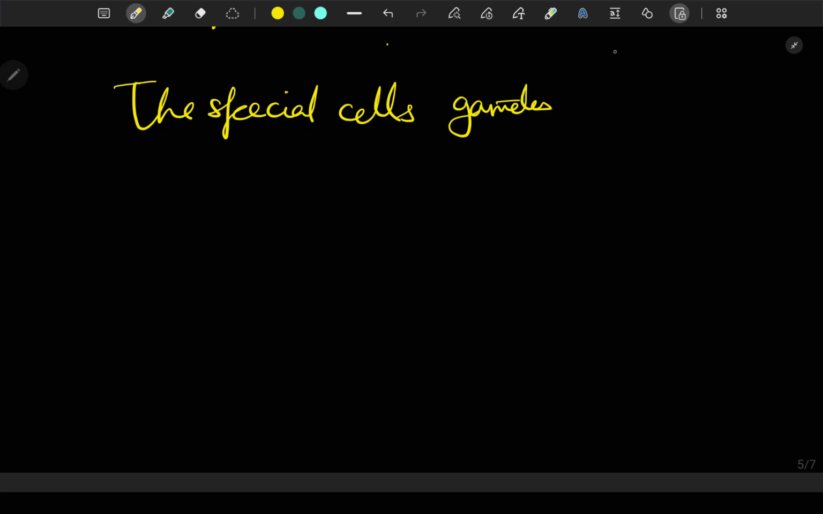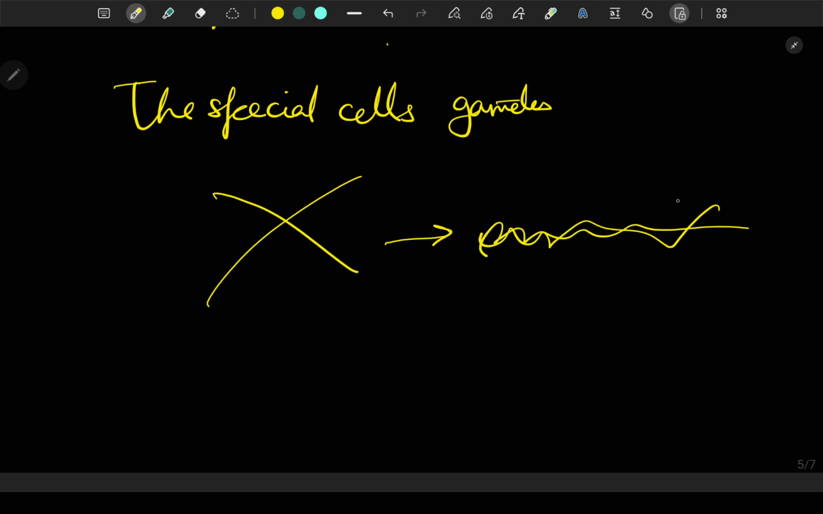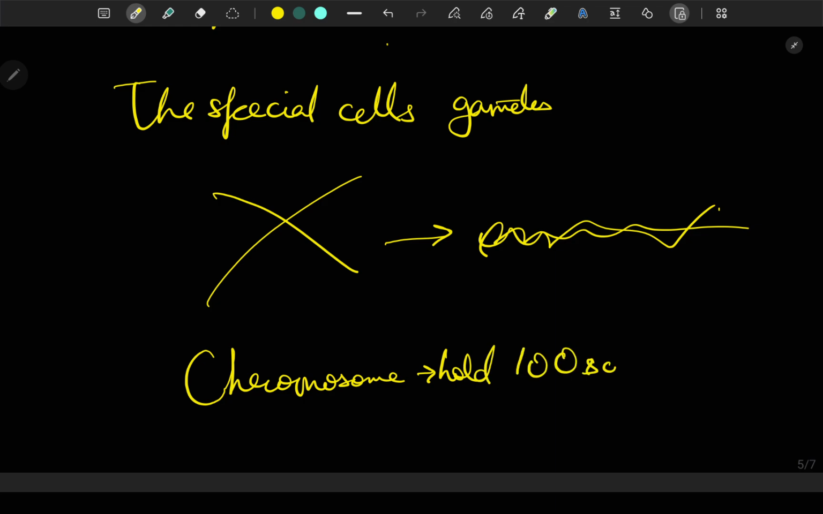Now each chromosome has a long DNA molecule, which is wrapped around proteins. These are made of protein, and it is wrapped and completely coiled. So one chromosome can hold hundreds or thousands of genes.